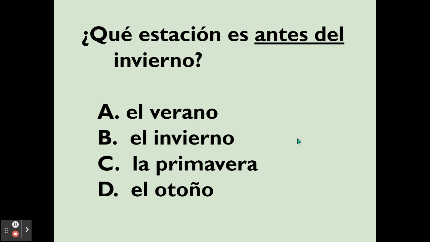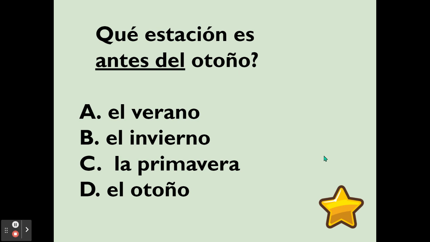¿Qué estación es antes del invierno? El verano, el invierno, la primavera, el otoño. Again, out of order. El otoño. All right, one for the Edpuzzle. ¿Qué estación es antes del otoño? El verano, el invierno, la primavera, el otoño.